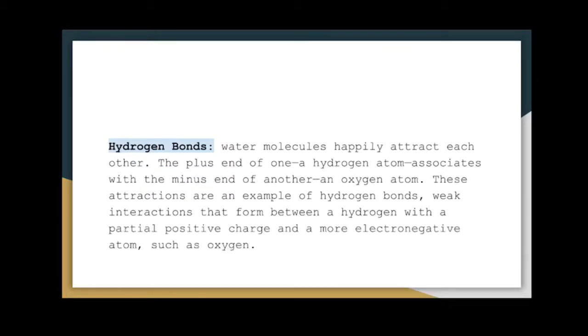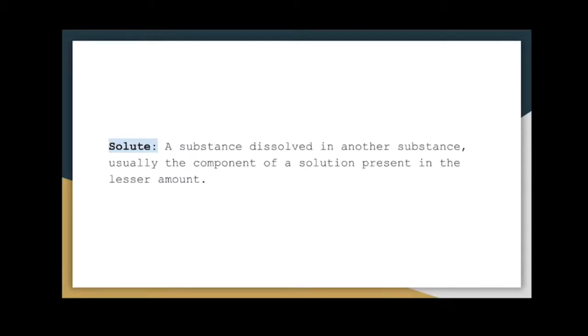Hydrogen bonds. Water molecules happily attract each other. The plus end of a hydrogen atom associates with the minus end of another, an oxygen atom. These attractions are an example of hydrogen bonds, weak interactions that form between a hydrogen with a partial positive charge and a more electronegative atom such as oxygen.